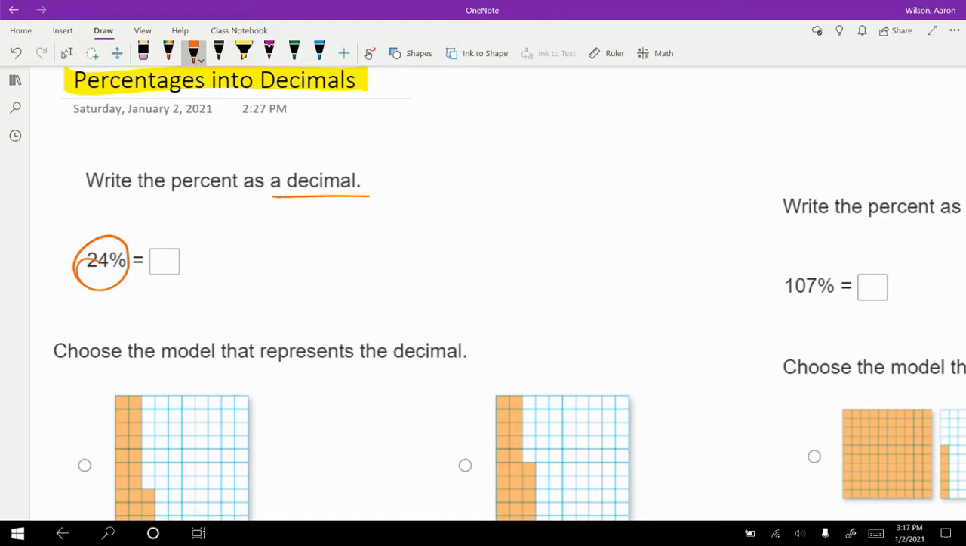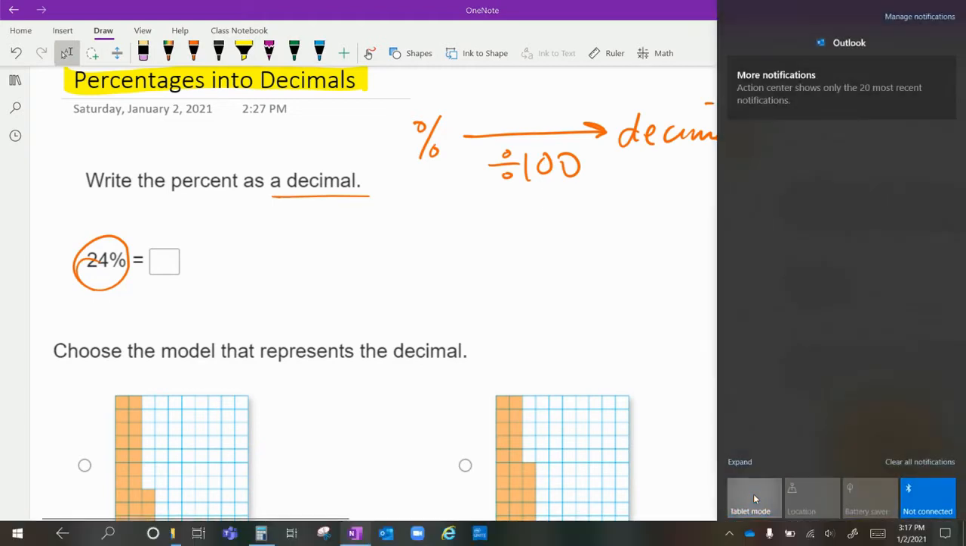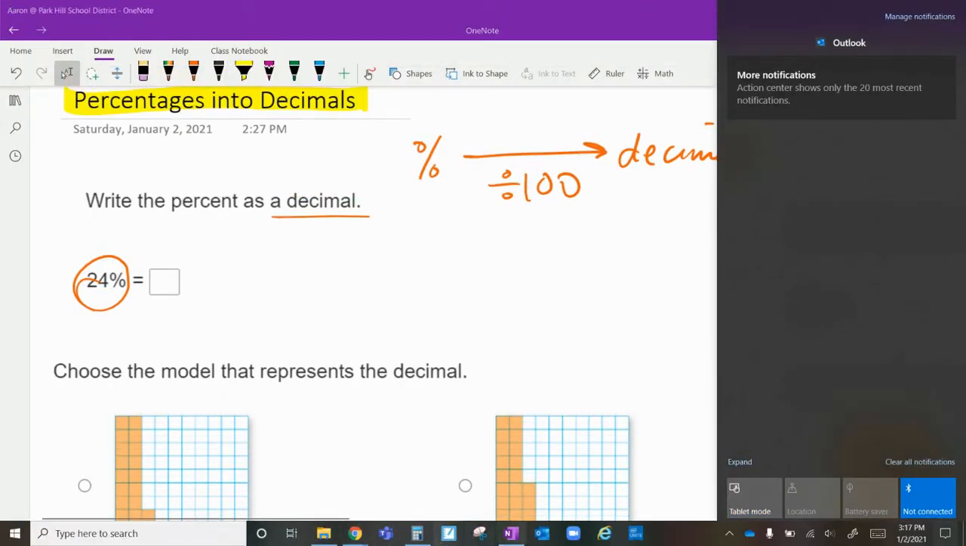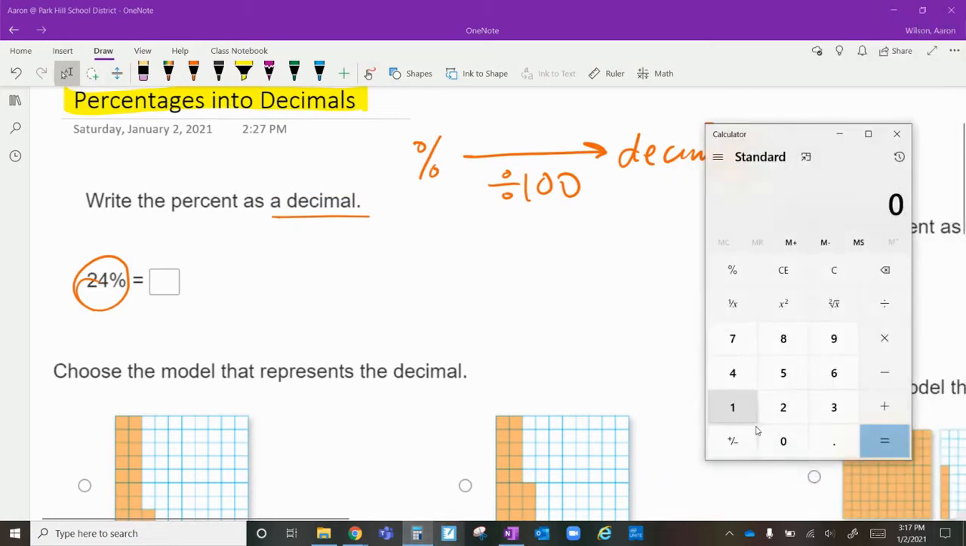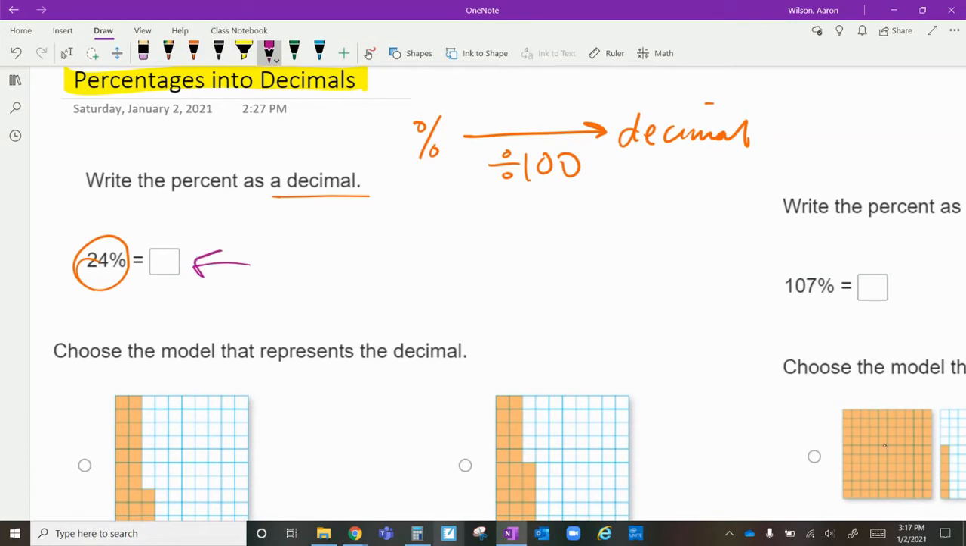So here's the shortcut that you need to remember. To take any percentage and turn it into a decimal, all you have to do is divide it by 100. So that means you take the percentage, and in this case, we are given 24%. So I'm going to take the calculator, and we're going to do 24 and simply divide it by 100. And that equals 0 and 24 hundredths. So what goes inside that box is 0 and 24 hundredths.